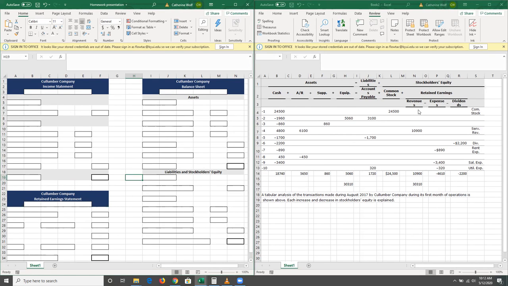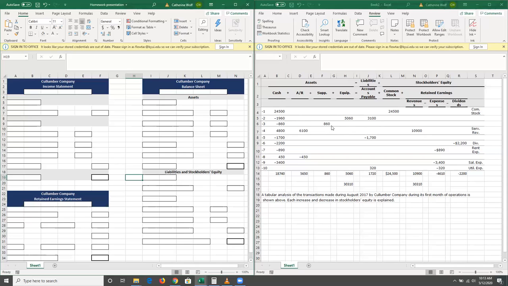So this company just started, and the first thing that they did, as we can see, is they decided to issue stock. So they issued $24,500 of stock, and they received $24,500 in cash. The next thing that they decided to do, number 2, was purchase some equipment for their facility. They paid for it with $1,960 in cash, and the rest of it they said, we're going to pay for it later, and so they put $3,100 in accounts payable.